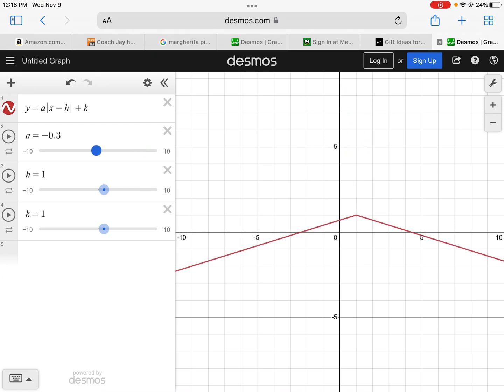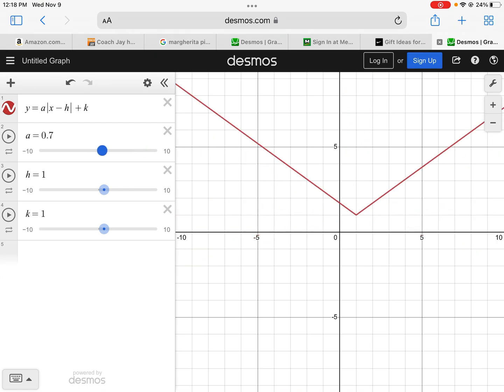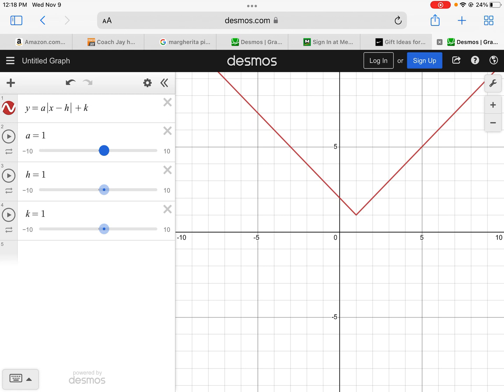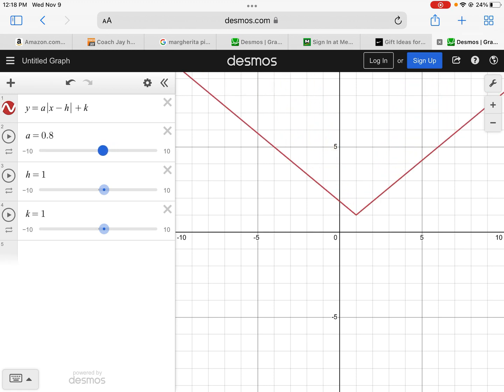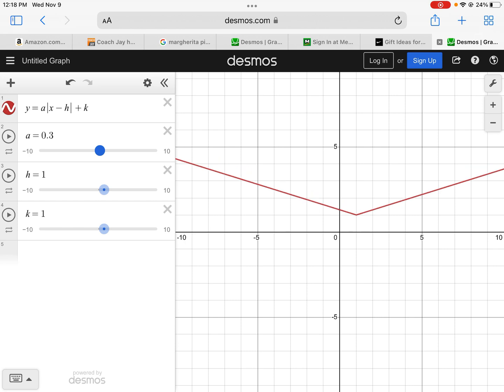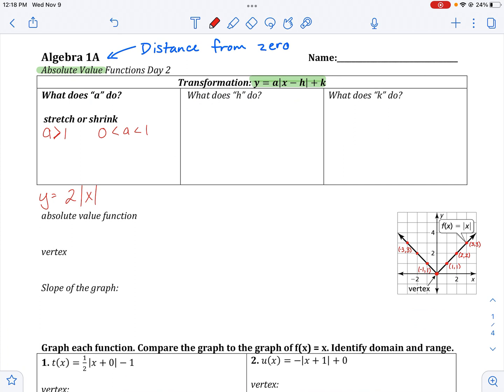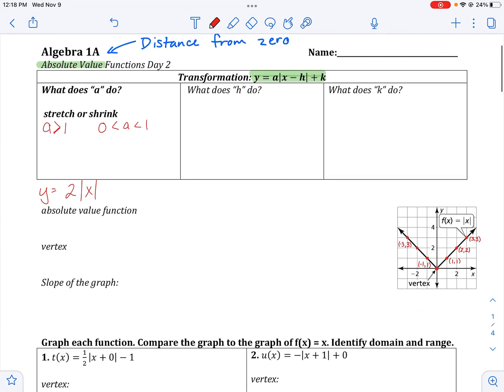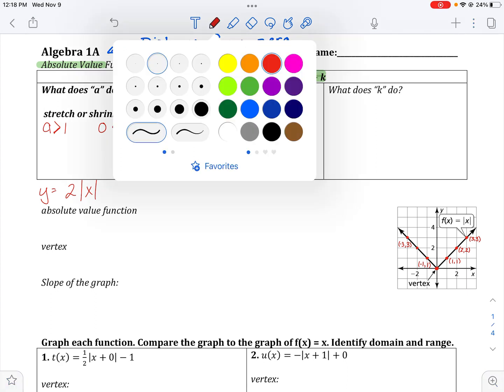And what I mean by that is, as a gets larger, so here's 1, as I get a larger a value, as a gets bigger, my graph is being pulled upward. And as a gets smaller, the graph is being squished down. It's being pushed down. So the sides are being pushed down, and it's being shrunk. So that's the stretch or shrink. That's what a does.